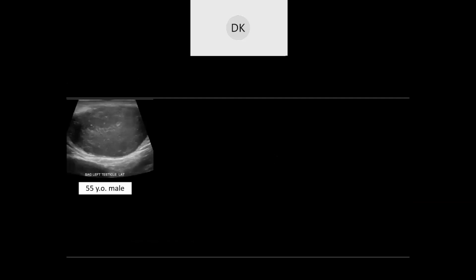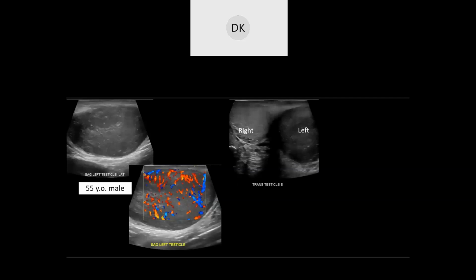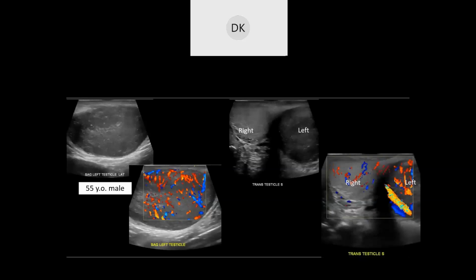Now here's a tricky case. So this was a 55-year-old male that had enlargement of the left hemiscrotum. And it looks like we might have orchitis here, right? The testis is heterogeneously hypoechoic and enlarged, and it's also hyperemic. And when we compare that to the right testis, we see that again, it's clearly enlarged and hyperemic relative to the right. So is this isolated orchitis?